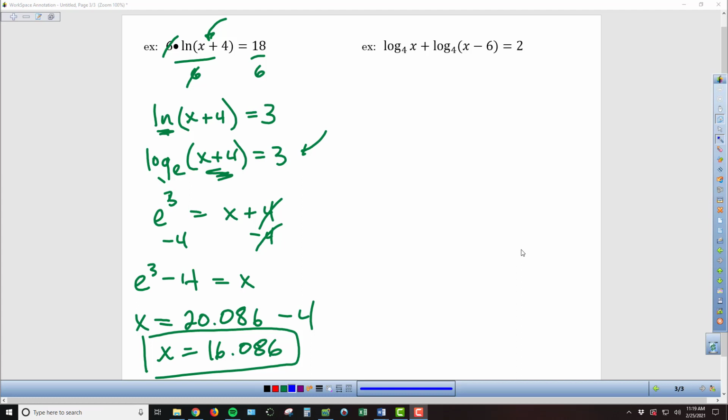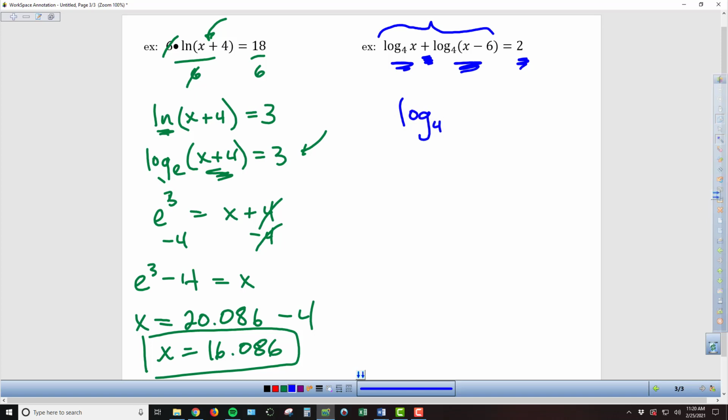Our last example is a little bit different than the others because we have two logarithms that are being added together to equal just a regular number. So before we can rewrite it as an exponential, we have to combine these two logarithms into a single logarithm, then we can rewrite it. And the way we're going to do that is by using our log properties. If we recall, if we're adding two logs of the same base, then I can rewrite it as a single logarithm where I'm multiplying the two insides.